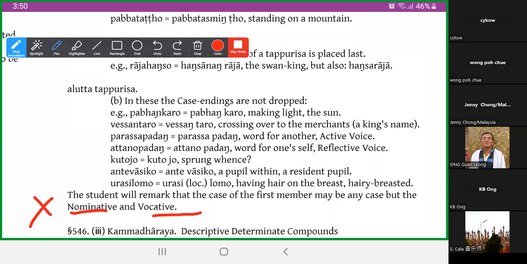You have the Dutiya, you have the Tatiya, you have the Chatuta, you have the Panchami, you have number 6. Okay, 1, 2, 3, 4, 5. There are 5 only. Right? Number 2, 3, 4, 5, 6, Satami, 7. Okay, 7. All right. So okay, so you have 1, 2, 3, 4, 5, 6. All right. So you have the 6 types of Tappurisa.